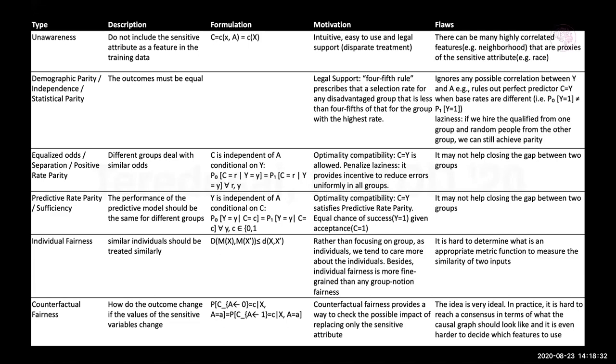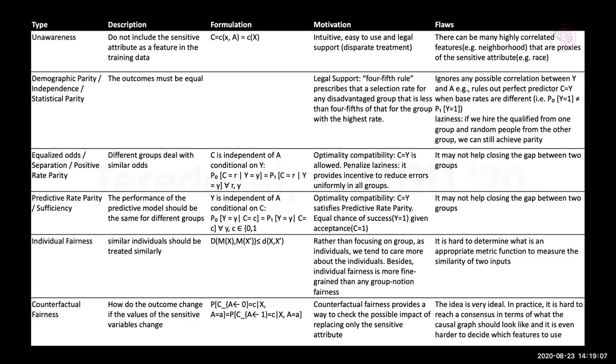The next notion, predictive rate parity, is that the performance of the predictive model should be the same across different groups. As the description shows, we can also think of this as a way to remedy the limitations of equalized odds or positive rate parity. So these three taken together constitute group fairness.